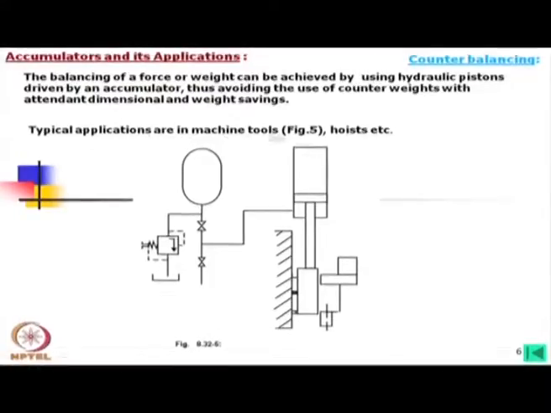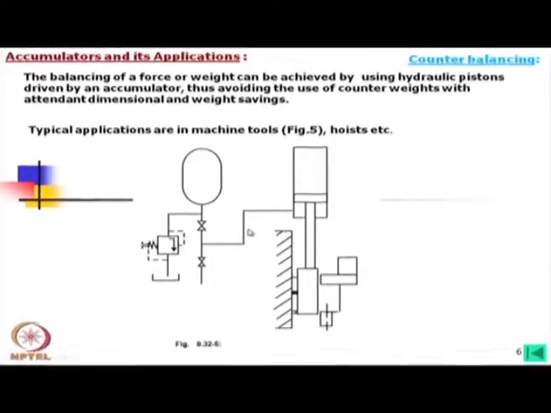Typical applications are machine tools and hoists, I would say small hoists, not big hoists. Now, in that case, what we find is the pump is not shown, but there is one stopcock, not a non-return valve. This is just to show the schematic diagram. It can be replaced by a non-return valve also. We find the relief valve is here from the accumulator side, and then it is connected to this side.